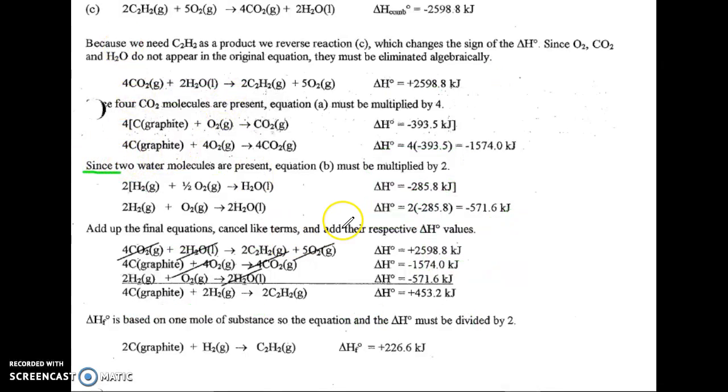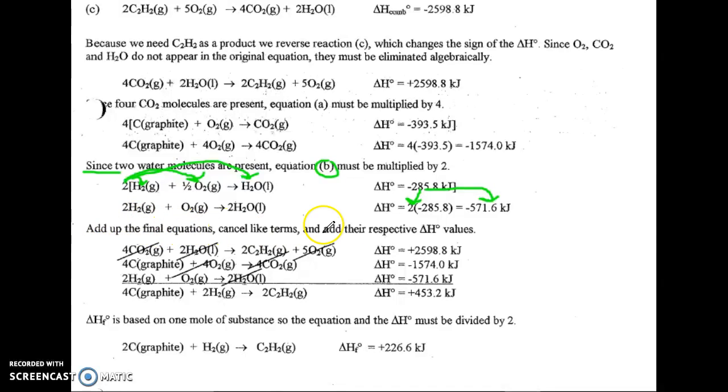Since 2 water molecules are present, equation B has to be multiplied by 2. So again, we're distributing this to all the parts. 2 times a half gives you 1, and then 2 times each of the ones, and then 2 times your value here gives you the 571.6.